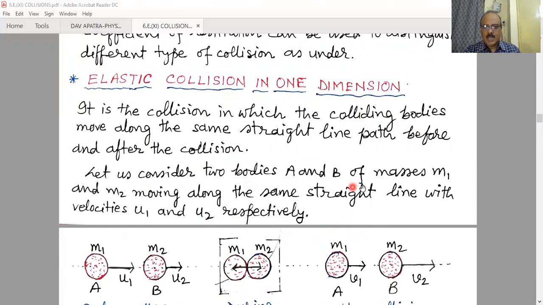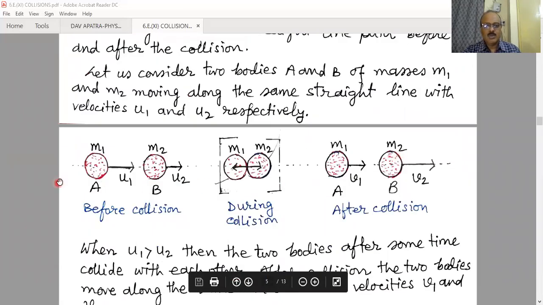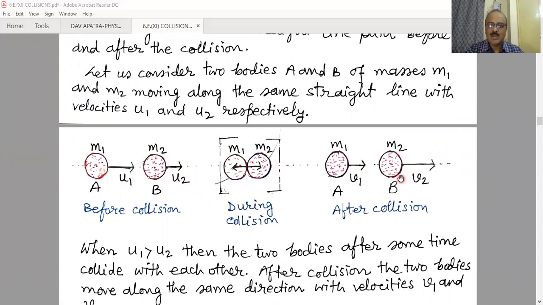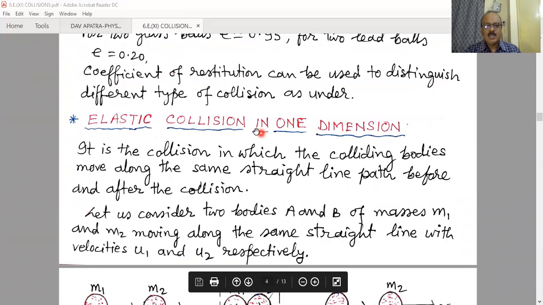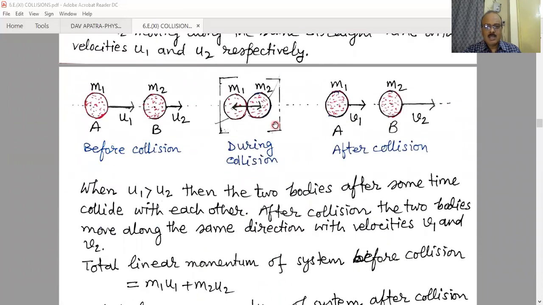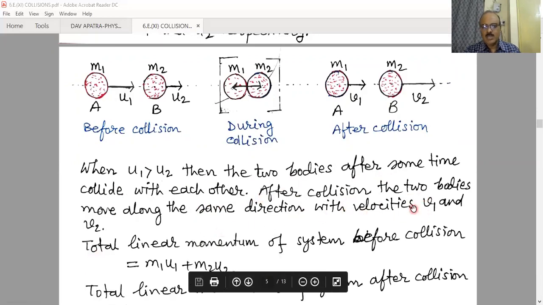Let us consider two bodies A and B of masses m1 and m2 moving along the same straight line with velocities u1 and u2 respectively. Let us see this example before and after the collision. It is along the same line, and therefore this is a one-dimensional collision, also known as a head-on collision. We are considering the elastic one, which means the kinetic energy also remains constant. When u1 is greater than u2, the two bodies collide with each other after some time. After collision, the two bodies move along the same direction with velocities v1 and v2.